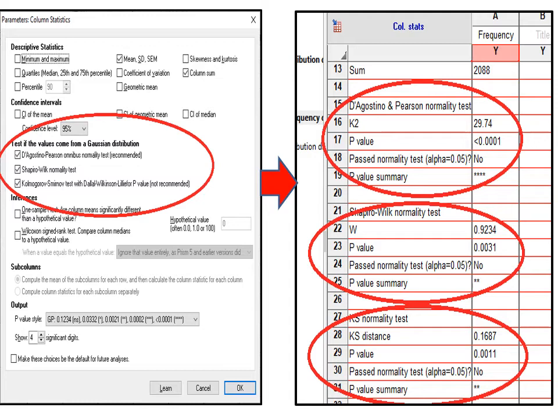If you look here, we use the three tests for Gaussian or normal distribution, and the p-value here, the p-summary, is significant. And our data did not pass the normality test. So this data is non-parametric or not normally distributed. While if the p-value is not significant, it will pass the normality test and say yes.